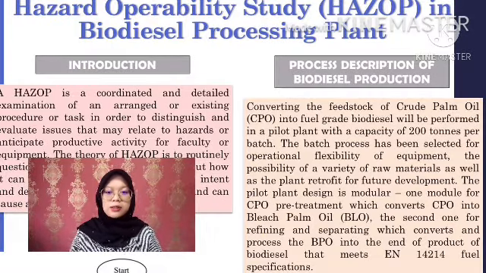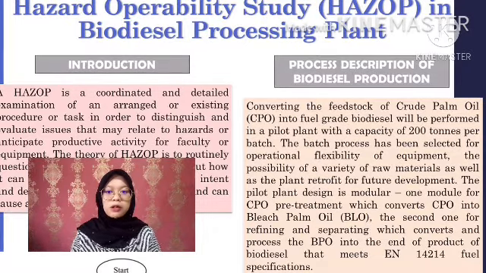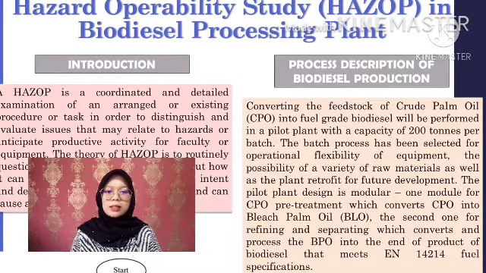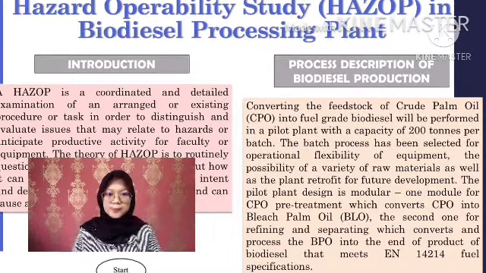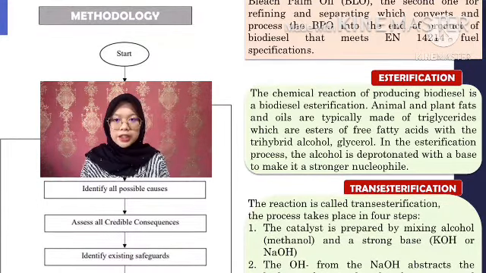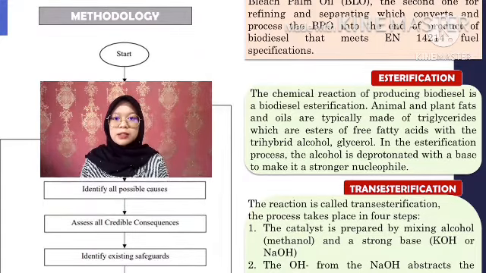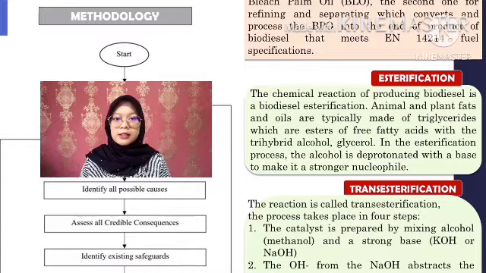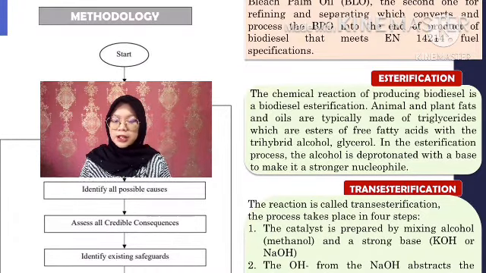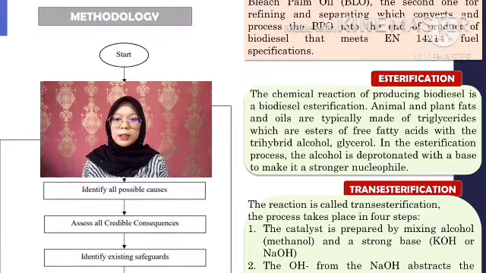The subsequent process is esterification and trans-esterification of the BPO with methanol and the process of acid-base catalyst respectively. The chemical reaction of producing biodiesel is trans-esterification. Animal and plant fats and oils are typically made of triglycerides, which are esters of free fatty acids with the trihydric alcohol glycerol. In the process, the alcohol is deprotonated with a base to make it a stronger nucleophile. Commonly, ethanol or methanol are used.